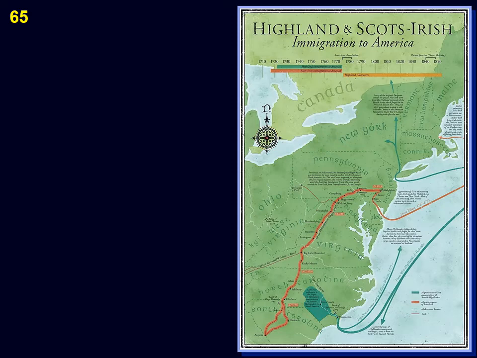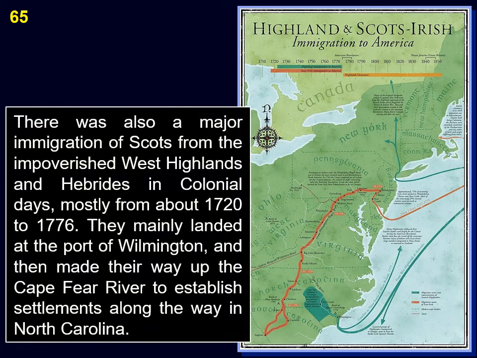There was also a major immigration of Scots from the impoverished West Highlands and Hebrides in colonial days, mostly from about 1720 to 1776. They mainly landed at the port of Wilmington, and then made their way up the Cape Fear River to establish settlements along the way in North Carolina.